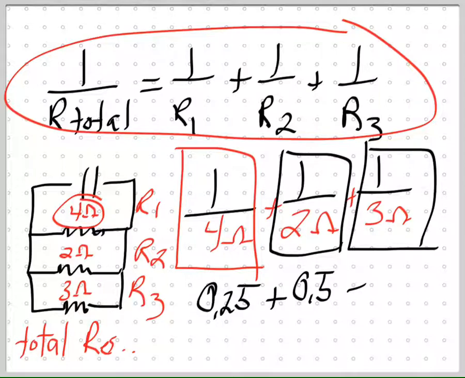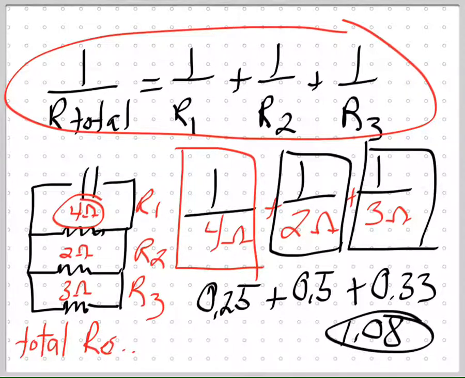Sorry, 1 divided by 3, and you should get 0.33. Okay, and then you add these. Easy, much easier. Okay, so I've added them up, and I ended up with a 1.08. Now, what do you do with this 1.08 number? You take this 1.08 and you put it over here.